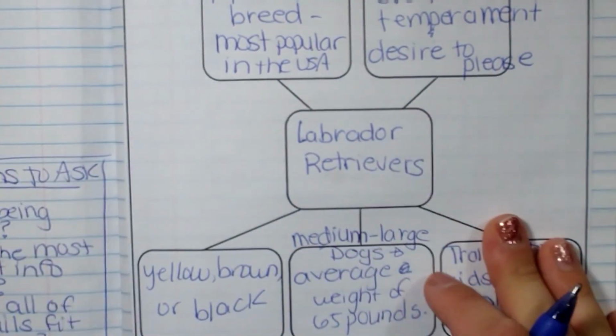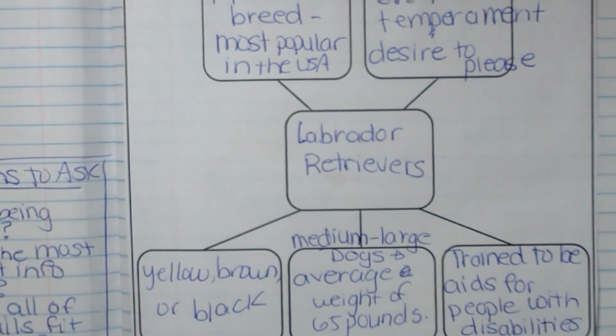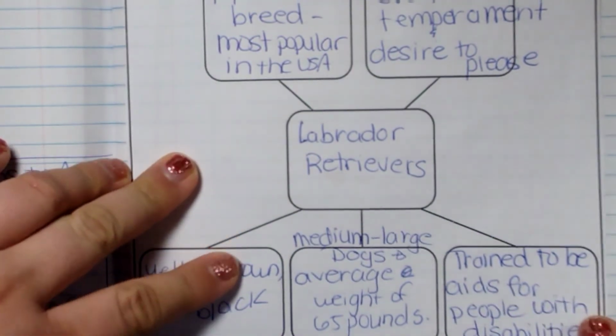So this is our last text structure. So now we have compare and contrast, description, cause and effect, chronological order, and problem and solution, which we are going to be using for the rest of the week.